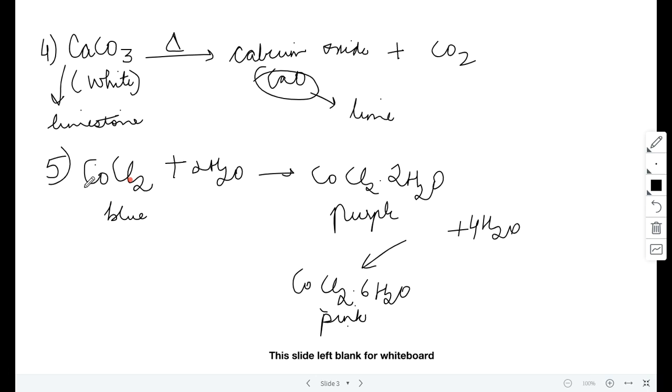You understood? So you can get them back also. But we can't say that it is a pure decomposition reaction. Instead of that, we can say that it is a dehydration reaction.